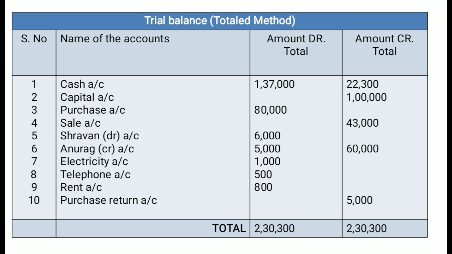In the capital account, there was nothing in the debit side, so everything is written in the credit side. So as it is, I have transferred all the amounts. So here you can see the total amount. The total of the debit side was 2,30,300 and the total of the credit side was also 2,30,300. Okay, so it was trial balance by the totals method. So in the first question, we have seen how to prepare trial balance using the balance method, and this was the second method of trial balance which we have prepared according to the totals method.